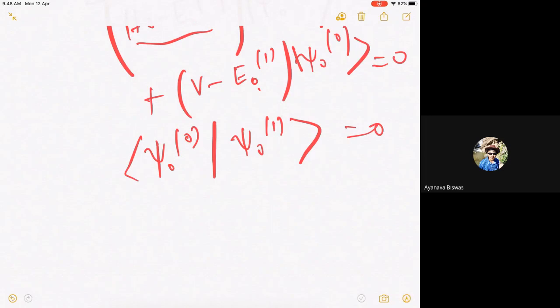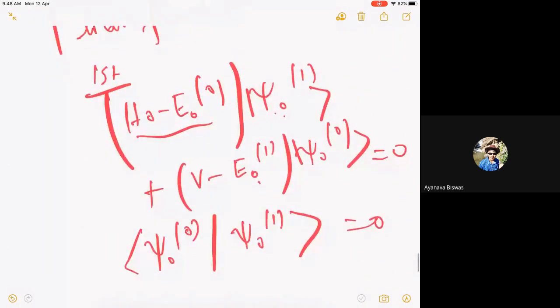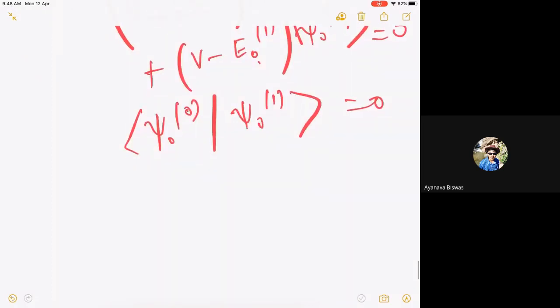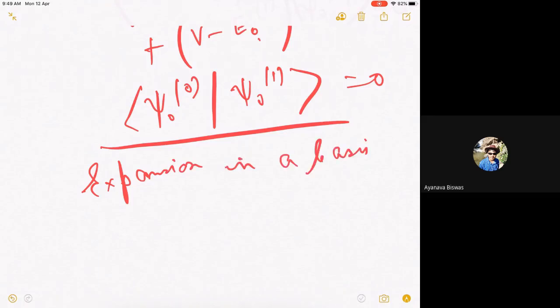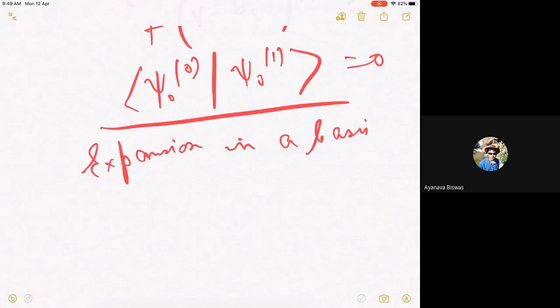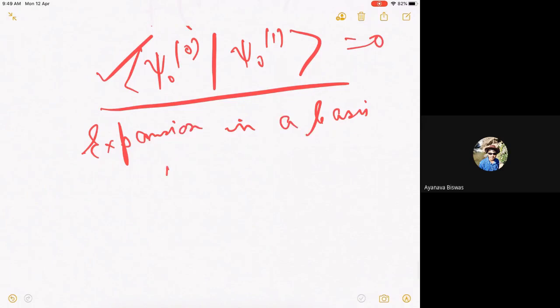So that is something that I know. To find out psi naught 1, now what do I do? I would use an expansion in a basis. And this is why it is very, very important to understand a basis. So what basis do I take? I have to also ensure this. So the basis that I can take is very conveniently the basis of H naught.